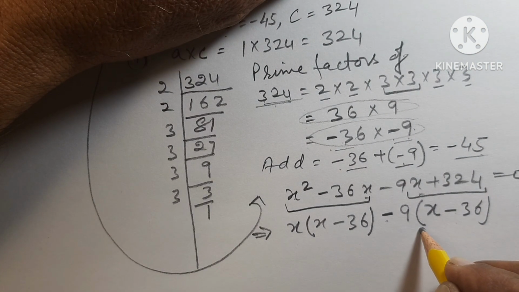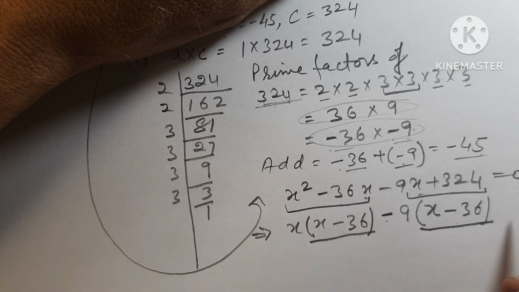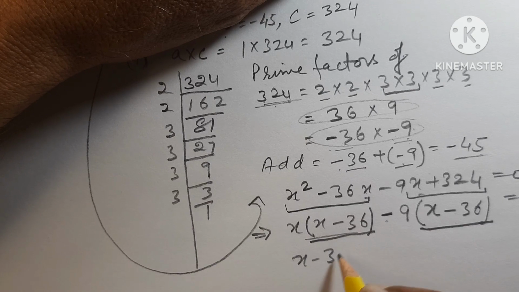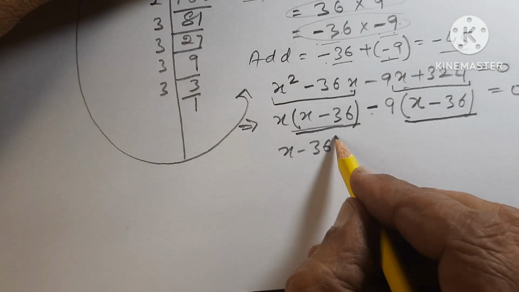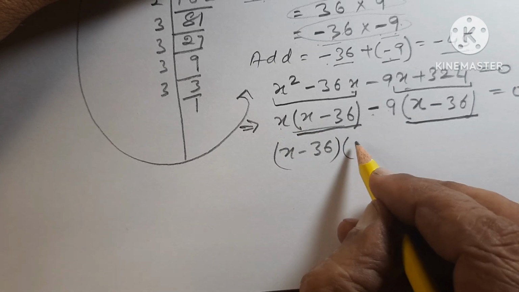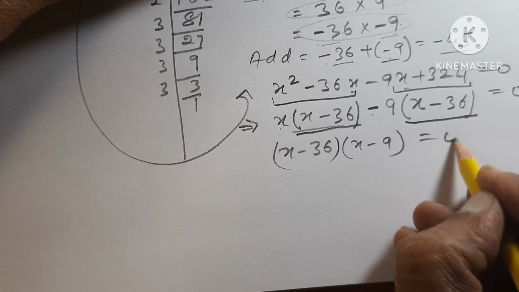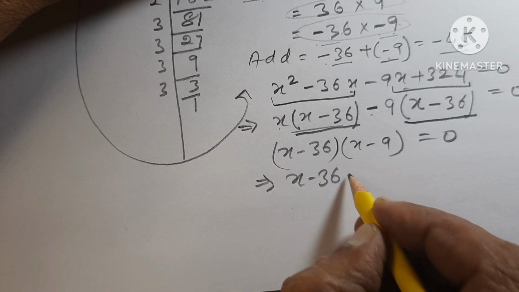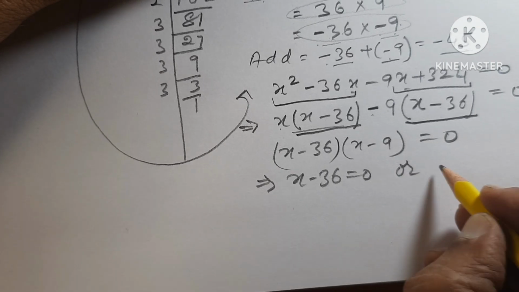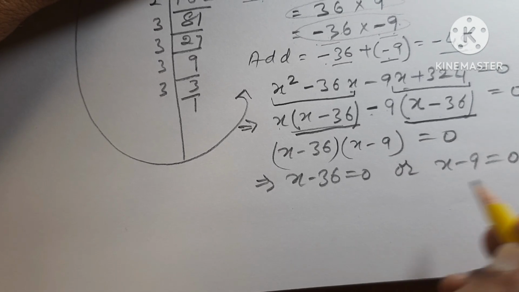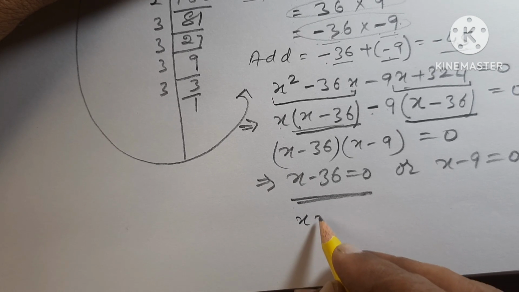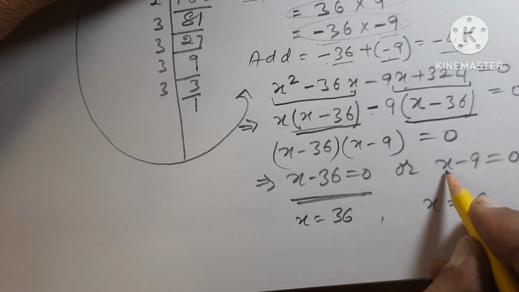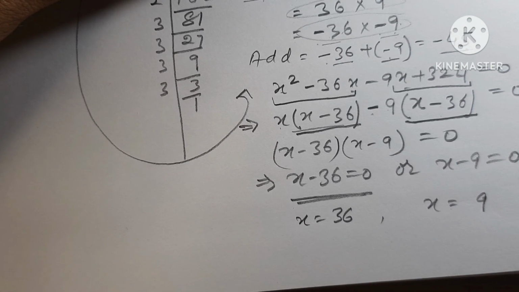Now you see this and this, they are the same. So I will take this out, x minus 36, and I will keep x minus 9 in the bracket, equal to 0. From here x minus 36 is equal to 0 or x minus 9 is equal to 0. From here you will get x is equal to 36, and from here you will get x is equal to 9. When it goes to the other side, the sign becomes plus.